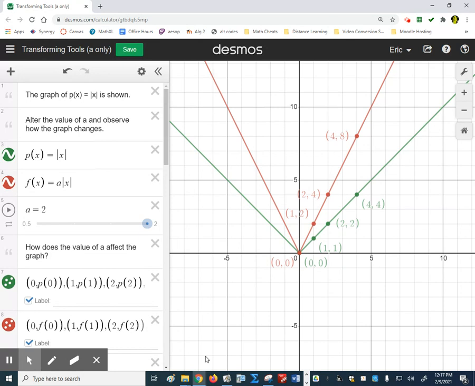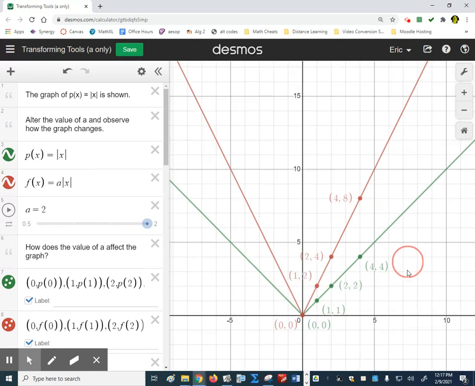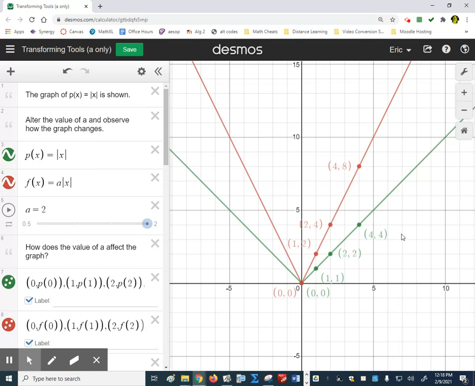What did it do? When I multiplied the function by 2, look at all the x coordinates. The x coordinates of these points that line up vertically, they all stayed the same, didn't they? Right? But look at the y coordinates. Started at 0, ended at 0. Started at 1, ended at 2. My original y coordinate was 2. I ended up with 4. Original was 4. I ended up with 8. What did I do to all of the y coordinates when I multiplied the function by 2?